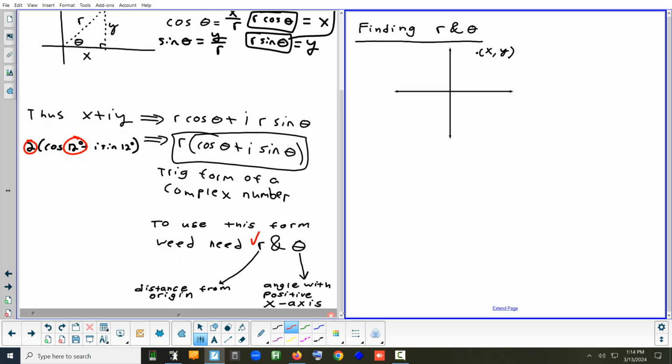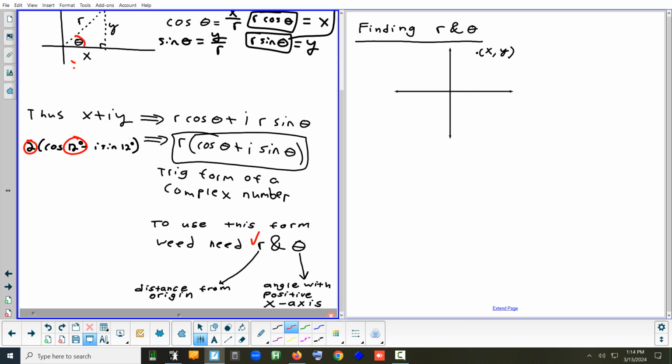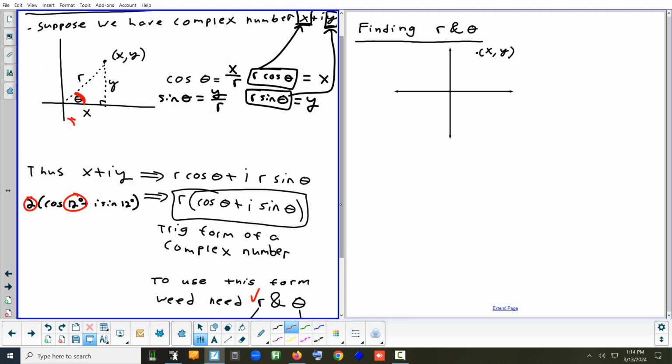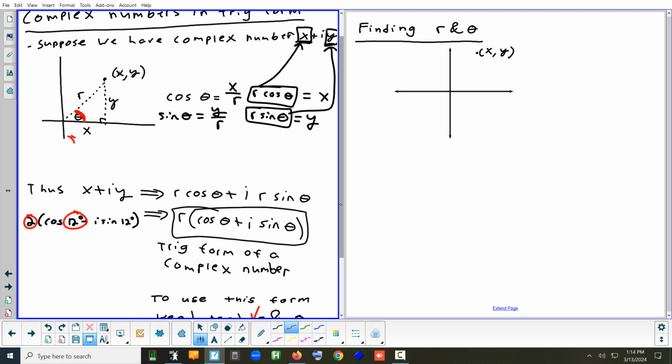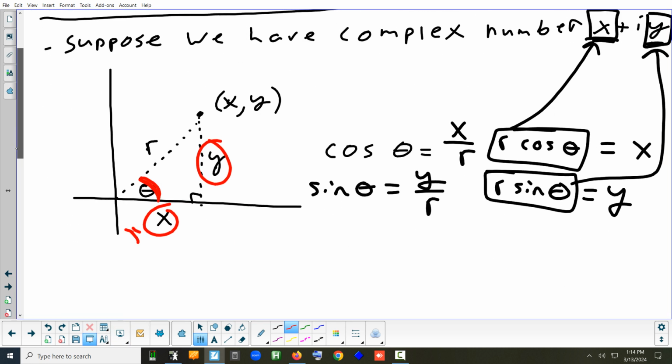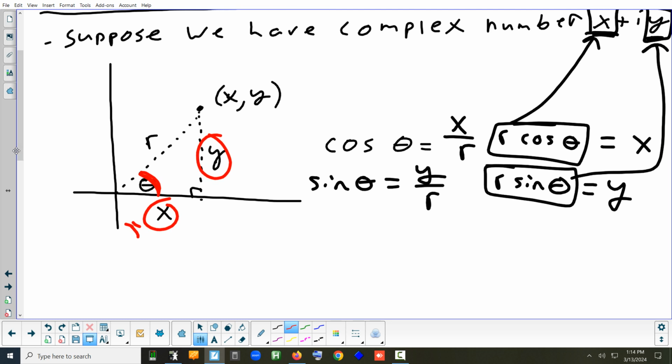Actually this diagram is probably better. You need to find this angle right here. And you're going to know the x and the y. So what trig function could you use to figure out this angle if you know the x and the y? Tangent. So the tangent is equal to, and what would go on the other side here? Y over x.